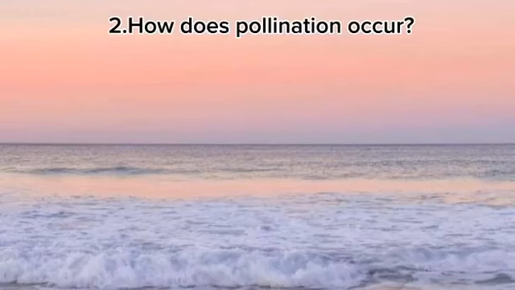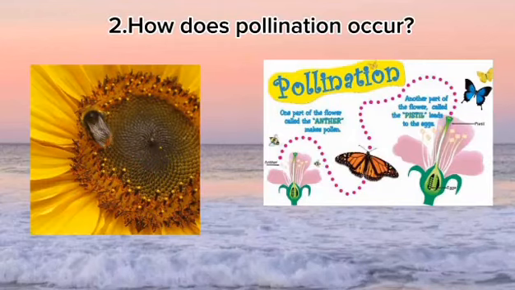Let's move to the next. How does pollination occur? Pollination is the transfer of pollen from the anther to the stigma of a flower. Pollen comes from the same flower or from another flower. Flowers that are pollinated by insects or birds are usually large and colorful. Some have a pleasant scent. Insects and birds are attracted to the color and scent of the flower.